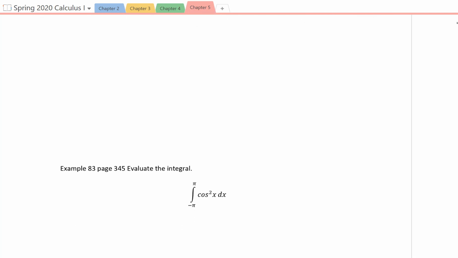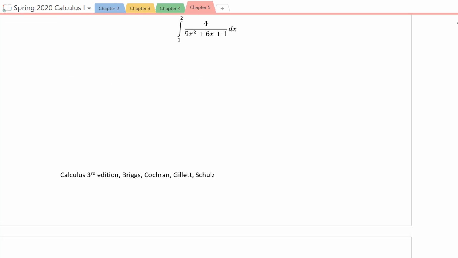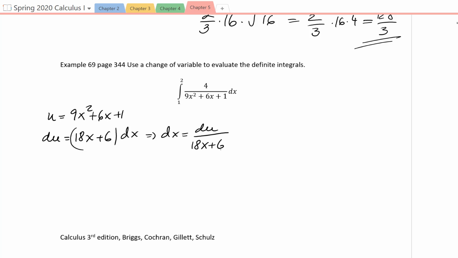Okay, and we have just 3 more. So let's see. This problem, okay, interesting. Well, if somebody says, let's set u equals 9x squared plus 6x plus 1, then we would have du equals 18x plus 6 dx. So dx would be du over 18x plus 6. Now when you replace back into the equation, it's going to be 4 over u times du over 18x plus 6.